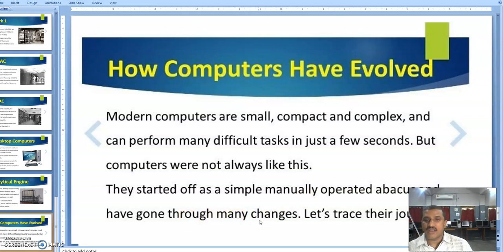Let's trace their journey. Now the computers we are using are very small and compact, and we can use them to perform many difficult tasks in just a few seconds. But computers of olden days, the beginning days, were not like what we are using now. Those days we started with a simple manually operated abacus, and later on it underwent many changes, and the computers we are using now have evolved. Now we will discuss how computers evolved from the abacus.